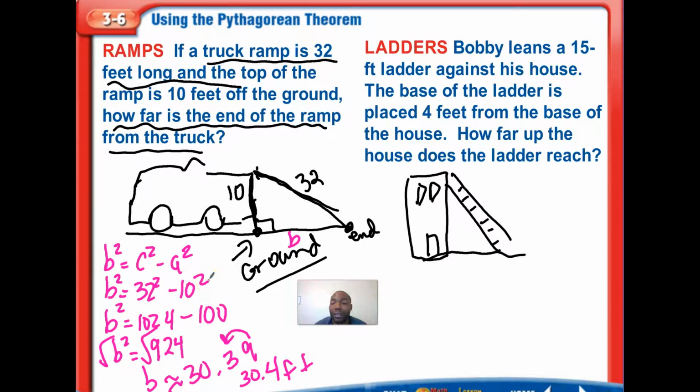All right. So you have the ladder, the 15 feet ladder, leaning up against the house. The base of the ladder is placed 4 feet from the base of the house. This is the base of the house. The base of the ladder is placed 4 feet. That's 4 feet.